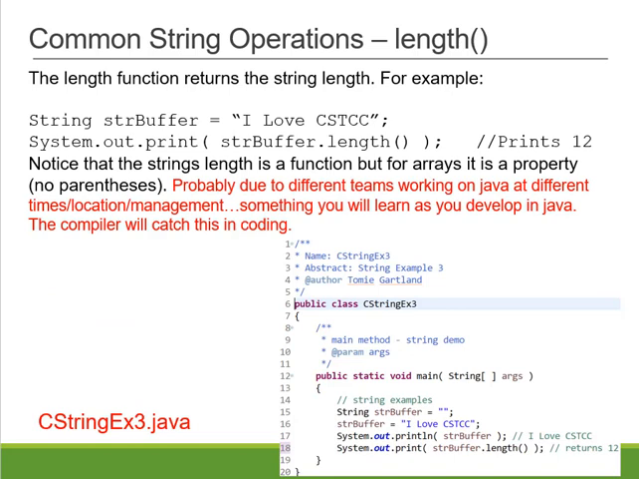The length function will return the length of a string. In this example, the output returns 12 since Love CSTCC contains 12 characters. Notice how the string length is a function, but for arrays it is a property, and properties do not have the parentheses. Be sure to refer to the example code provided in this lecture.